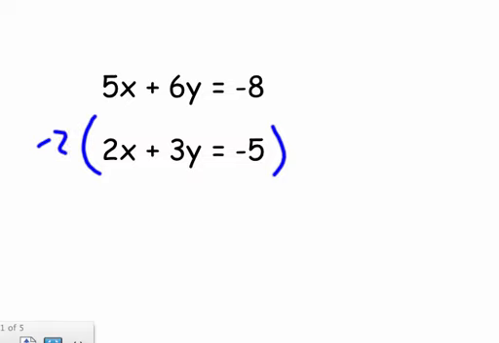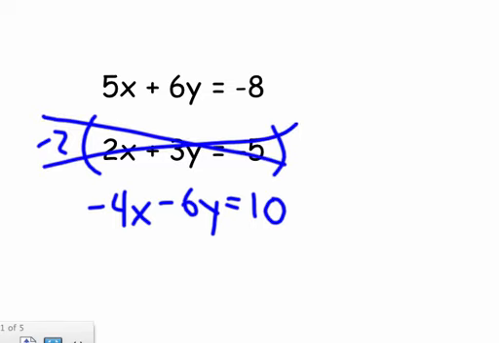So all I do is take negative 2 times each term. Negative 2 times 2x is a negative 4x. Negative 2 times 3y is a negative 6y. And negative 2 times negative 5 is a positive 10. So now I just replaced this equation with that. And it works because if I do negative 2 to both sides, it keeps my equation balanced, so I don't really change anything. So now I could do my system with these two.